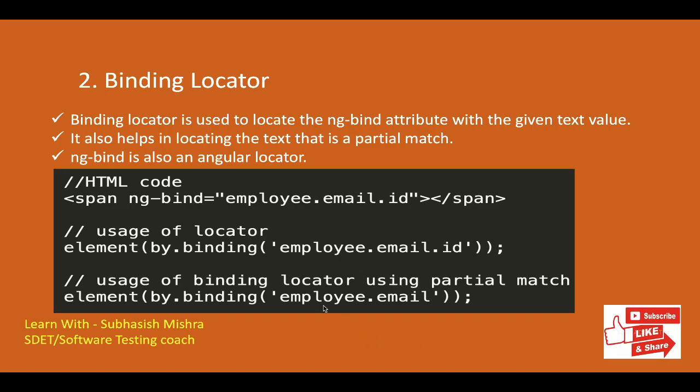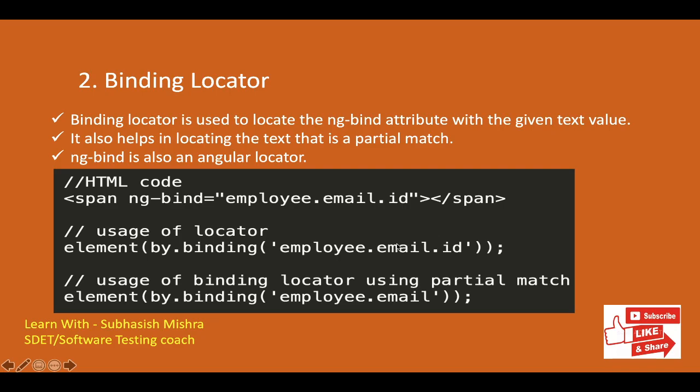Here you can see ngBind attribute with value as employee.email.id. If ngBind attribute is present in your HTML, you can use the binding locator. How to use it? When you find an ngBind attribute, you can use the element function and then by.binding and then pass the ngBind attribute value. Here we are passing employee.email.id because the ngBind attribute value is employee.email.id.